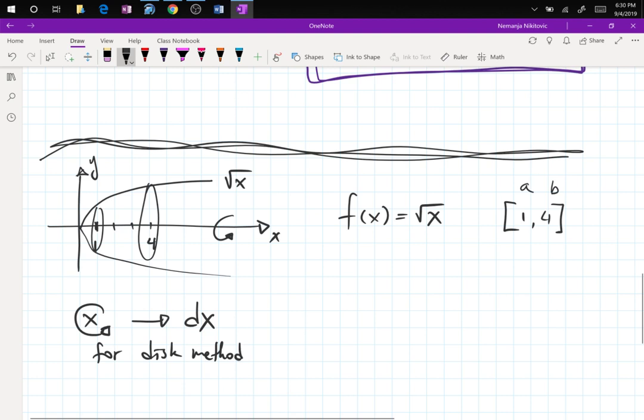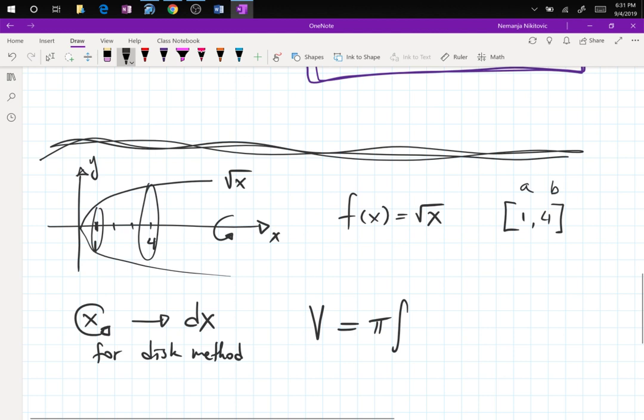Guess what's the next section? Shell method, where rotation on x is going to be dy. So woohoo. We're not just going to leave it here. Going to confuse things a little bit. So we start with the volume. Don't forget the pi.